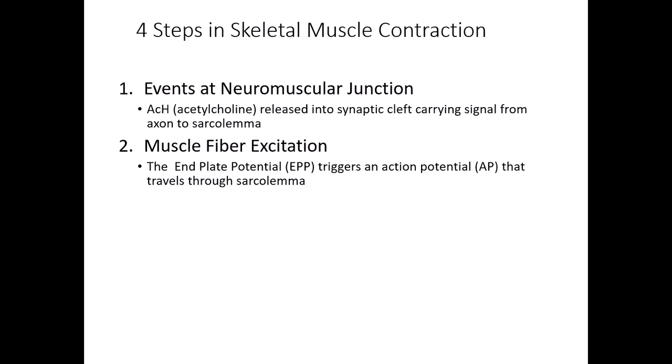Next, we have muscle fiber excitation. And so remember that we said that muscle is excitatory and it can receive that electrical stimulus, and that will trigger changes within the muscle cell. So we'll talk about what's called the end plate potential, triggering the action potential, traveling through that outer part of the muscle cell.